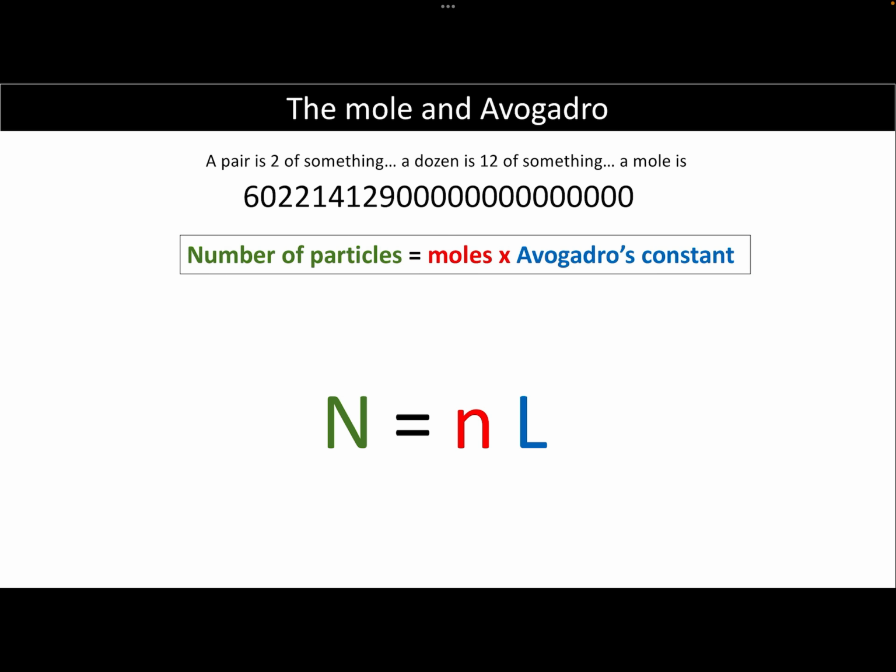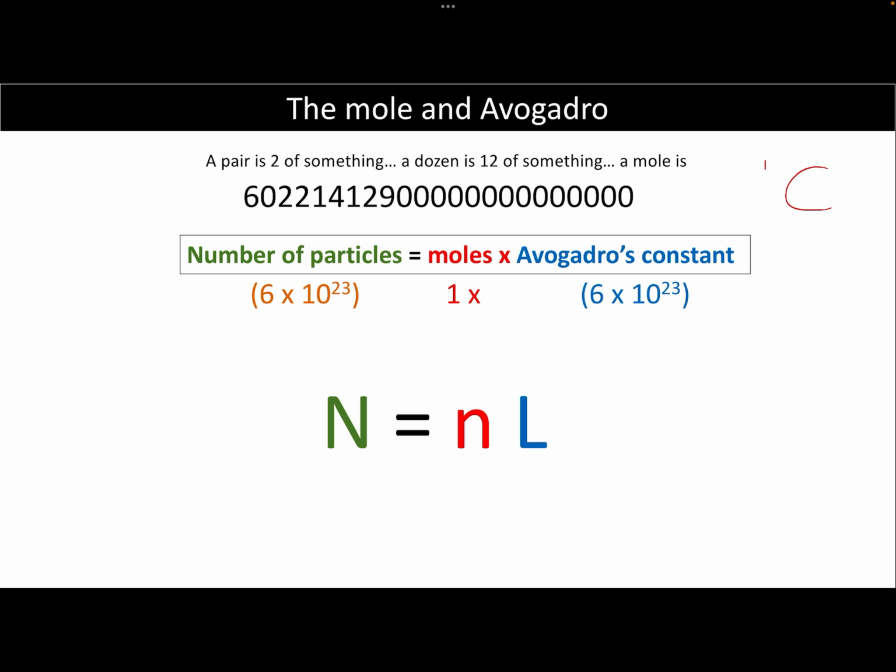So, getting straight to it, the number of particles is equal to moles times Avogadro's constant. So if I were to have 2 dozen eggs, I would have 24 eggs. Avogadro's constant is 6 times 10 to the 23, and it's this number because that's how many particles you would need to make up a substance's mass in grams.